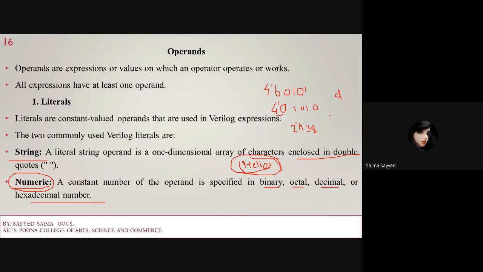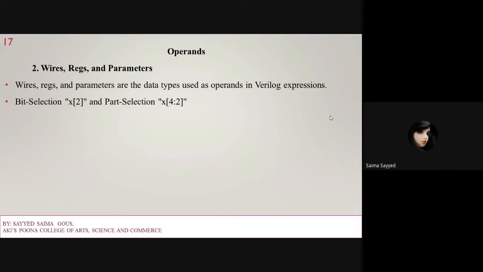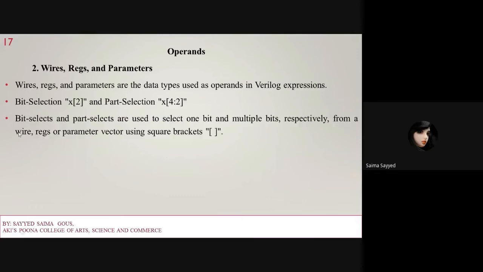So this is the first operand. Next operands are wires, registers, and parameters. Wires, regs, and parameters are the data types which are used as operands in Verilog. Here they are used as bit selection and part selection. Bit select and part select are used to select one bit and multiple bits respectively from a wire, register, parameter, or vector using square brackets.